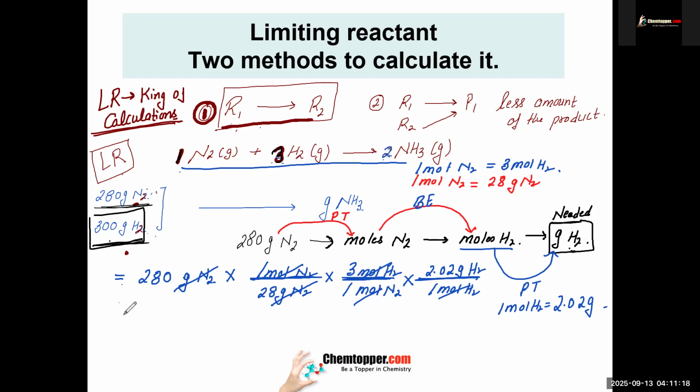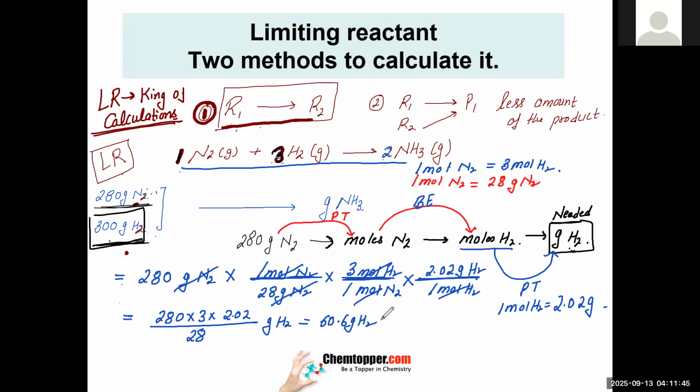Cancel them. Now write the numbers, numerator numbers, and do the calculation. Now show your mathematical aptitude. Over 28. How much is this? 60.6 grams. Or how much is given? 300. Is it given more than this is needed? This is needed. And given is 300.